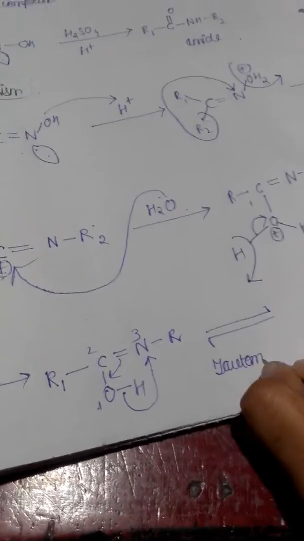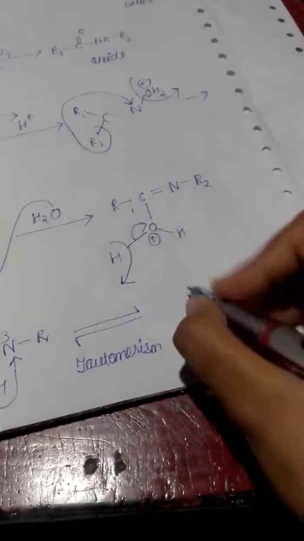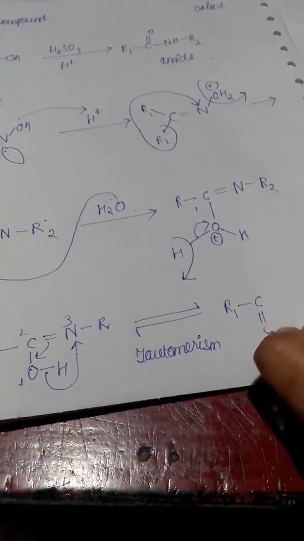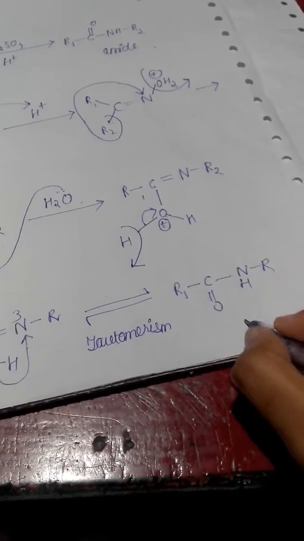I will be teaching tautomerism very soon. This is a very easy concept, although a very important one. So yeah, I think we got our answer, right? R1C double bond O and R, and here there is this H. Isn't that easy? Pretty easy, right?